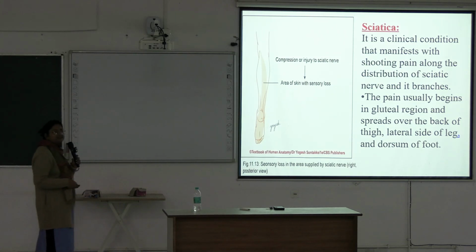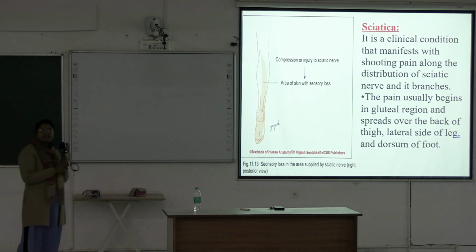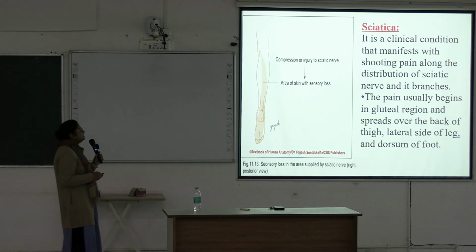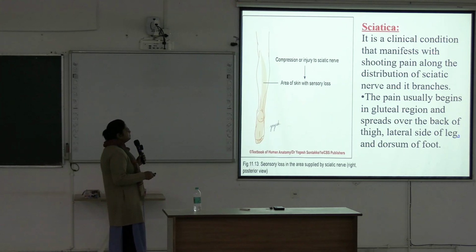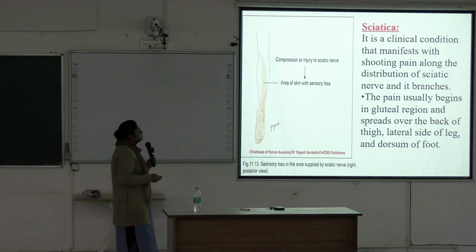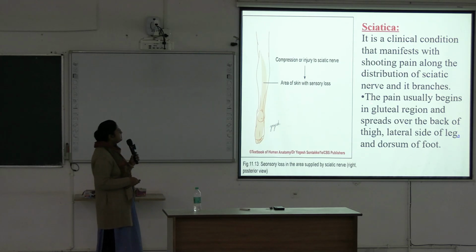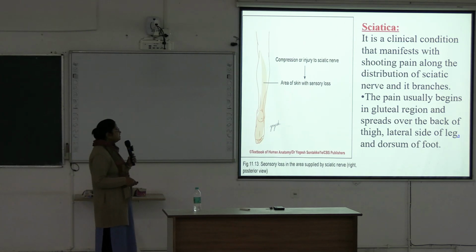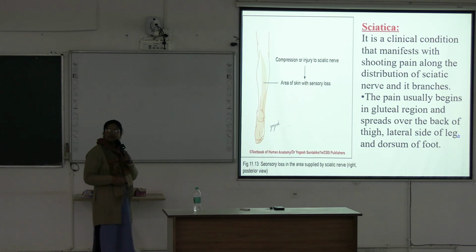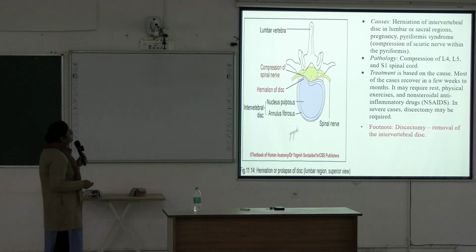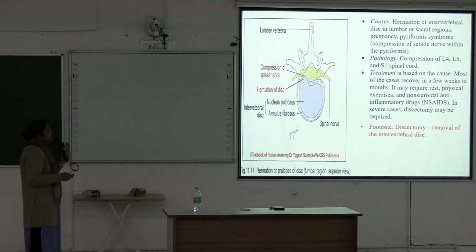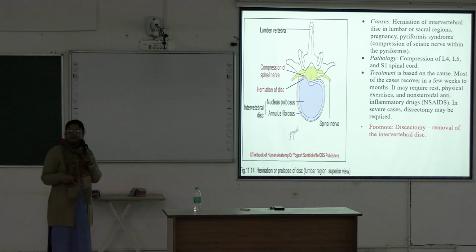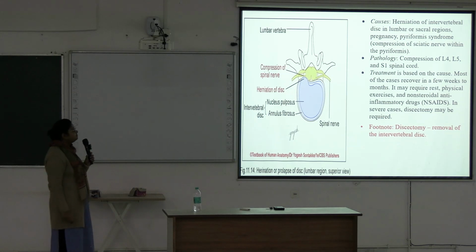Sciatica. What is sciatica? You will see patients of sciatica, a very common disease. It is a clinical condition that manifests with shooting pain along the distribution of sciatic nerve and its branches. Pain usually begins in the gluteal region and spreads over the back of thigh, lateral side of leg and dorsum of the foot. Okay, this is the distribution of pain. What are the causes of sciatica? Okay, sciatica is important, may be asked as explain why or short note.